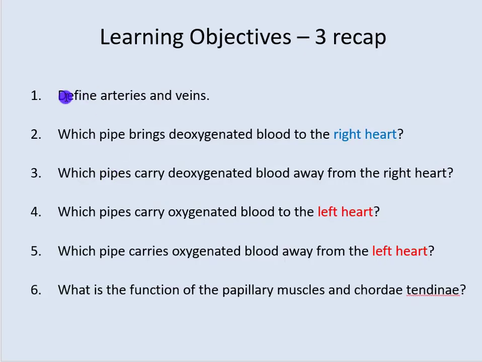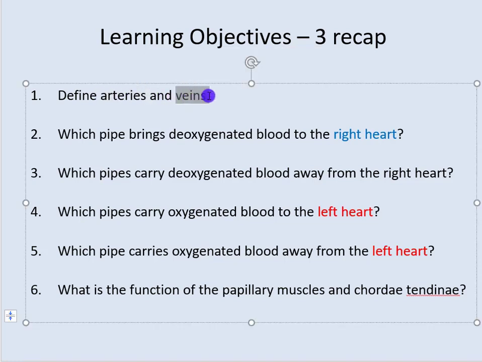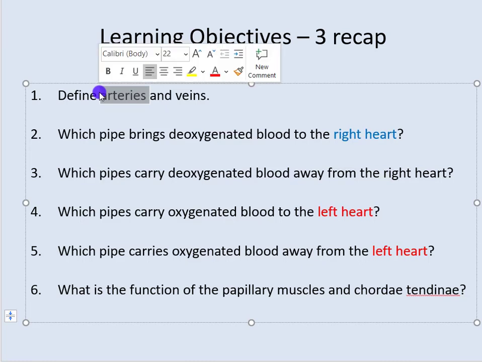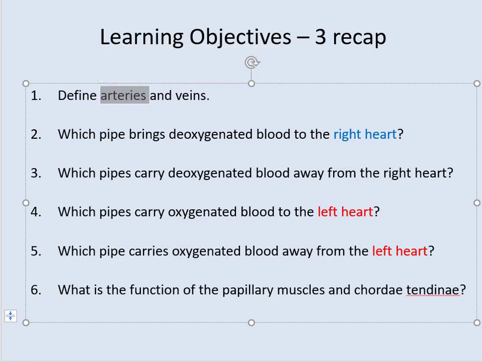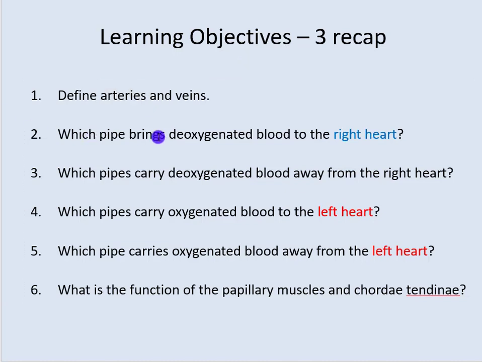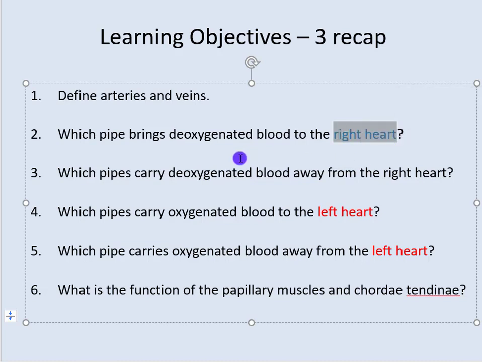All right. So in this video, we've defined arteries and veins as carrying blood away from the heart or toward the heart. In general, arteries carry oxygenated blood except in that pulmonary circuit. And same thing, veins carry deoxygenated blood except in the pulmonary circuit. We talked about the superior vena cava, inferior vena cava, and coronary sinus bringing deoxygenated blood to the right heart. We talked about the pulmonary trunk, which then bifurcates into the pulmonary arteries, carrying deoxygenated blood away from the right heart. We said that the pulmonary veins carry oxygenated blood back to the left heart, and the aorta carries oxygenated blood away from the left heart.